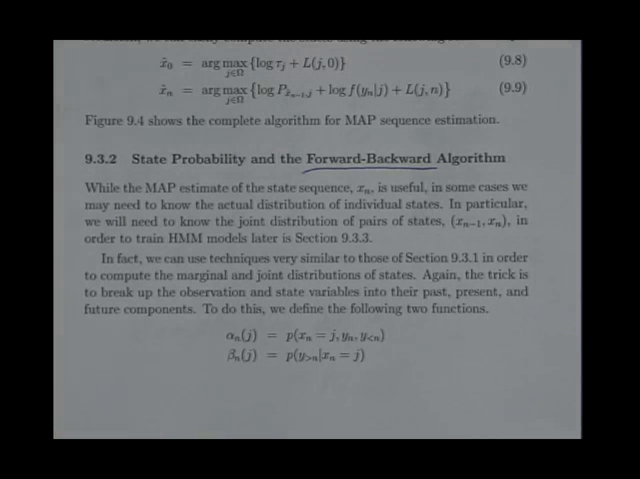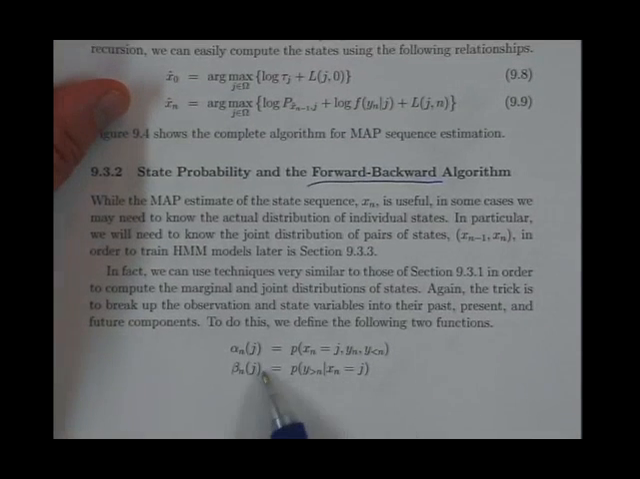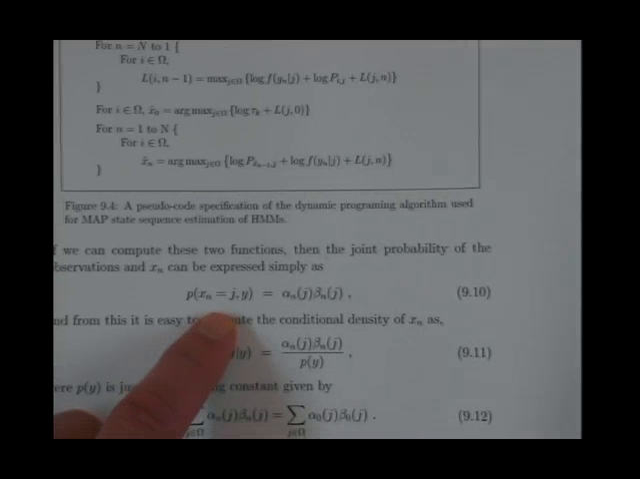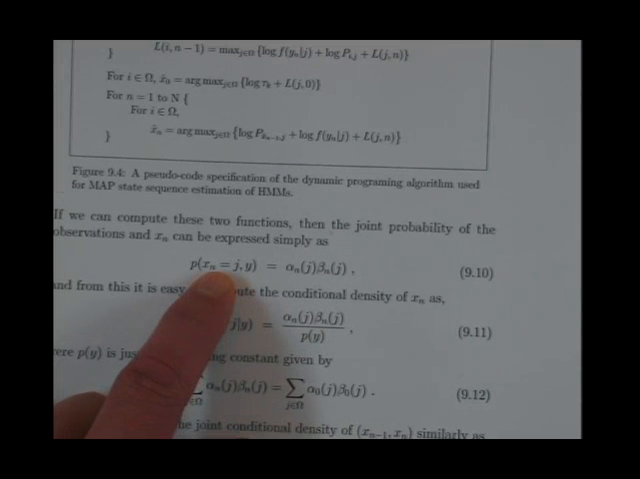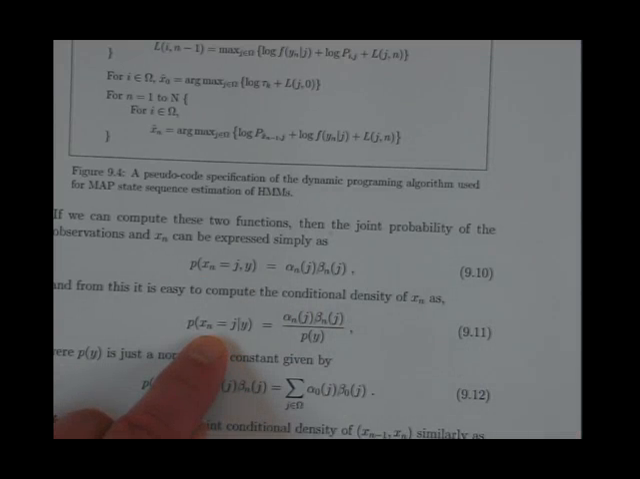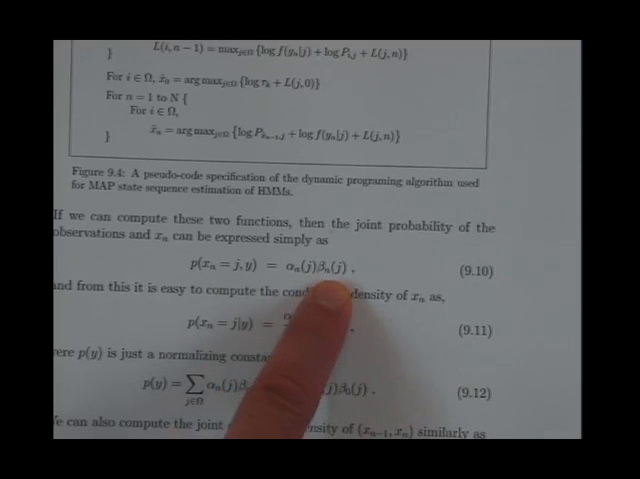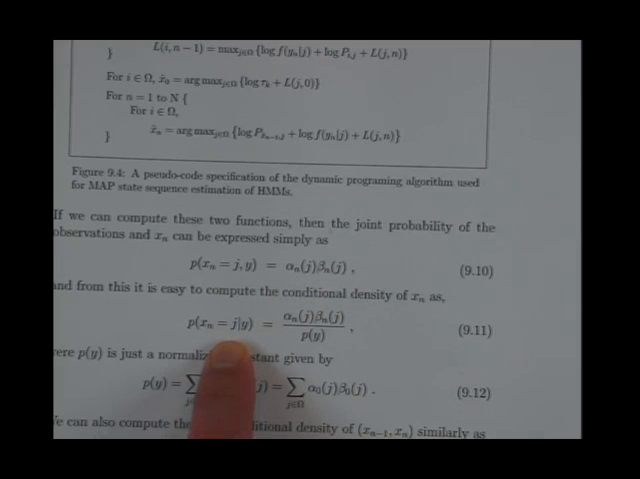So, okay, good. Now, if I multiply alpha and beta together, I just get the joint probability that xn, the state at time n, is state j, and all the observations. From this, I can calculate the conditional probability that xn has state j given all the y's by just normalizing it. The normalization is easy. I just sum over j and divide. So if I can calculate alpha and beta, then I can calculate the marginal probability of any state given all the observations.